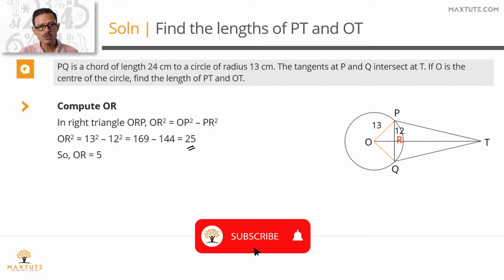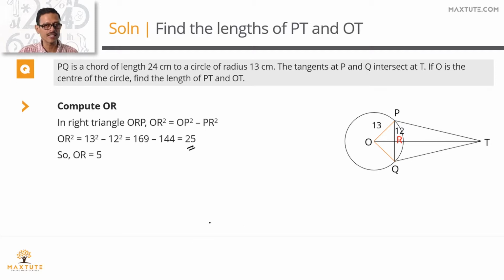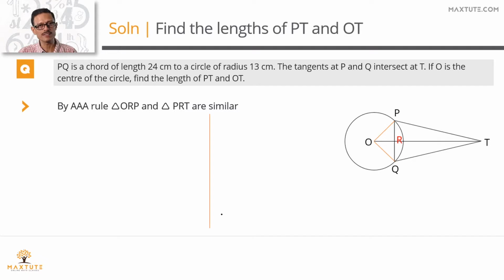Now I'm going to be looking at two triangles and establishing similarity. We did congruence establishment in the last slide. In this slide, the next one, we're going to be establishing similarity between two triangles. Which two triangles? We are going to look at triangle ORP and triangle PRT. How is it similar? By AAA. Let's take a minute and do it slowly and then proceed further.